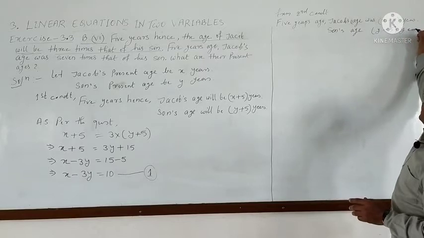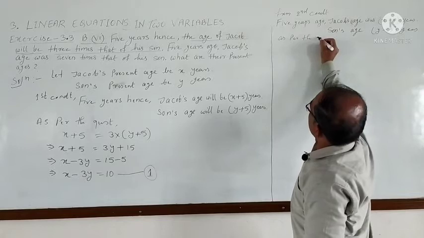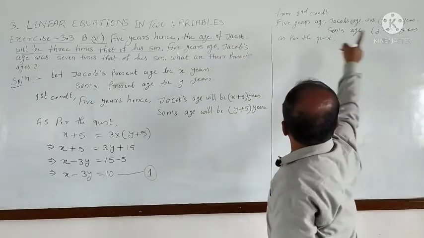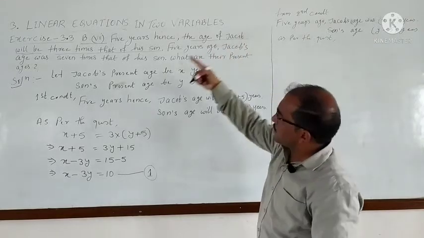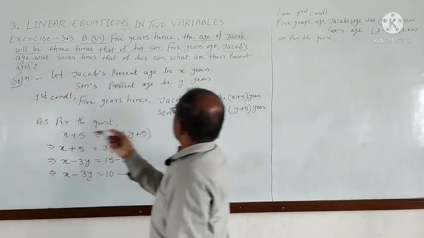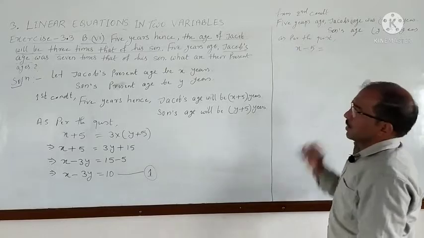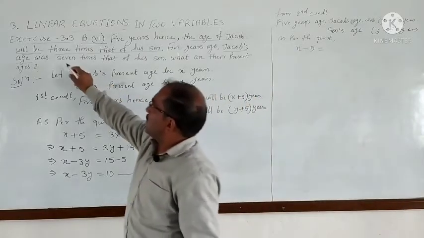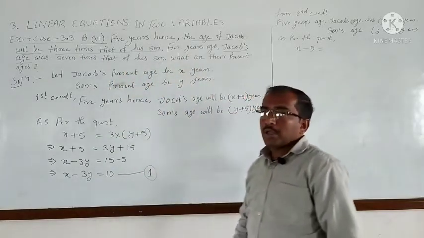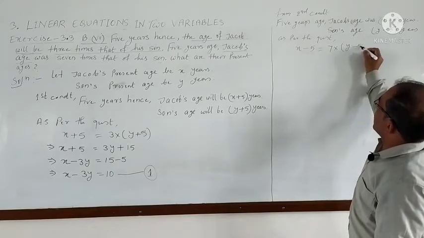And again the question is saying these two ages were in a relation. What is that relation as per the question? 5 years ago these were their ages. Jacob's age was X minus 5. It was equal to 7 times that of his son's age, that means 7 into the son's age, 7 into y minus 5.